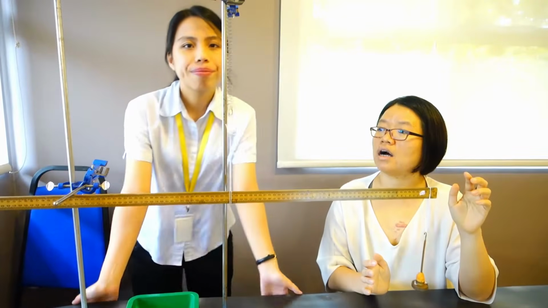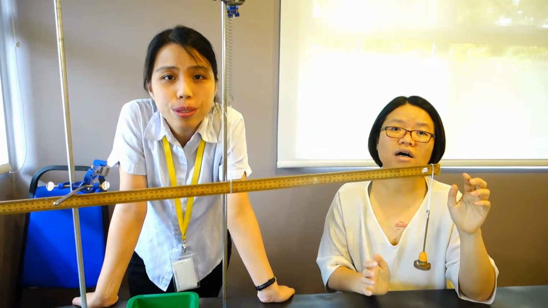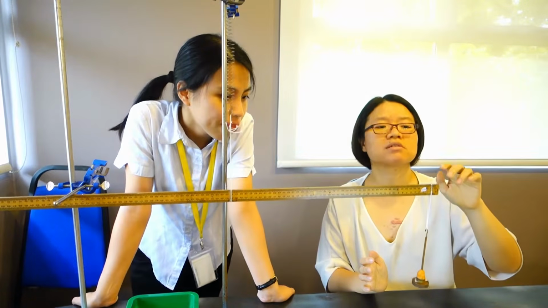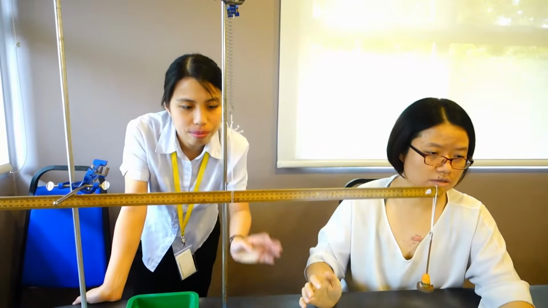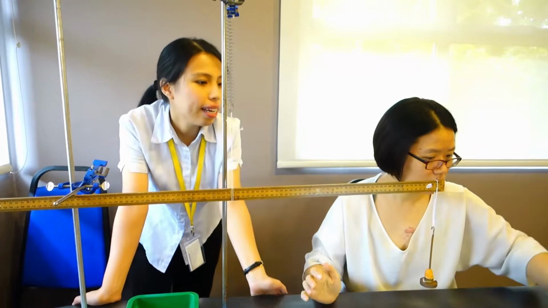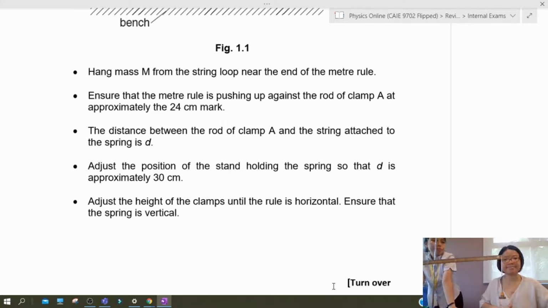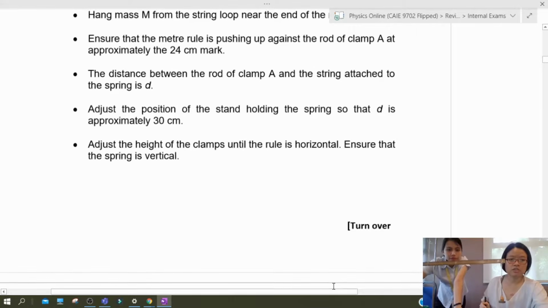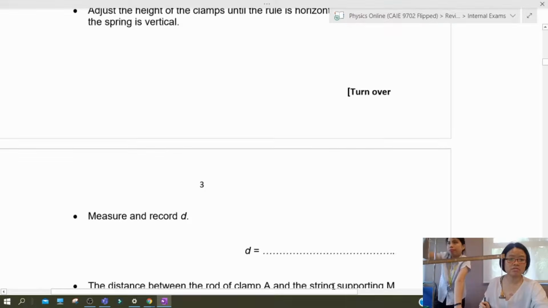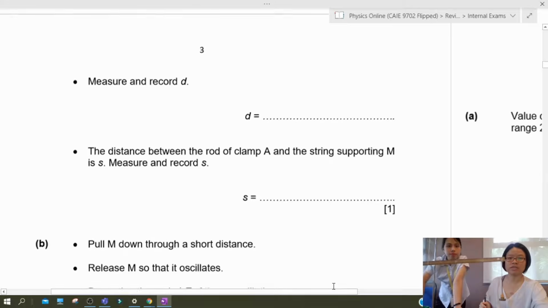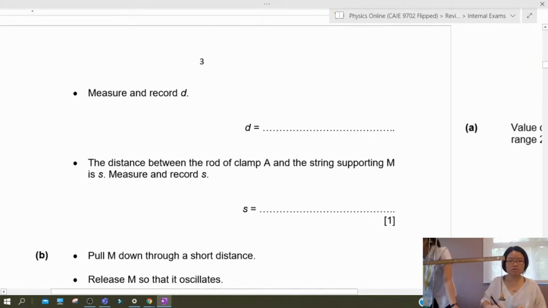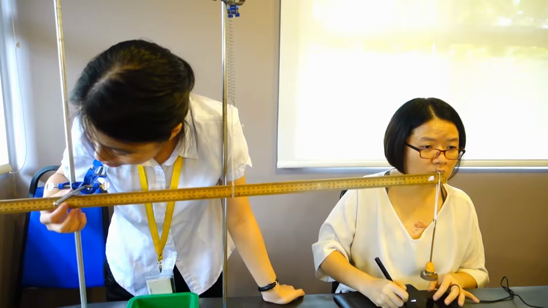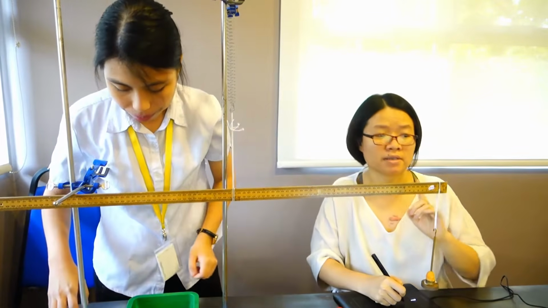Can oscillate, right? Looks okay to you? Yes, the ruler is nodding. So the ruler is horizontal. Okay, I think we set up correctly now. Just now we got it wrong, it could not oscillate. Now okay already. What next? Ensure the spring is vertical. Okay. Move, measure, and record D. D, just now what? 20. Just now our reading. Okay, I trust my lab partner.